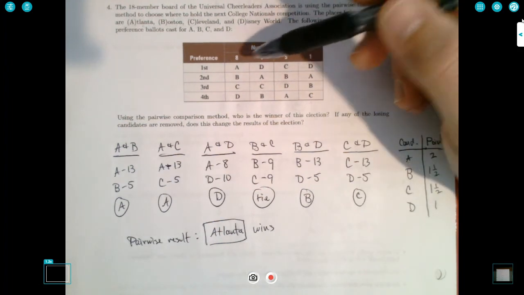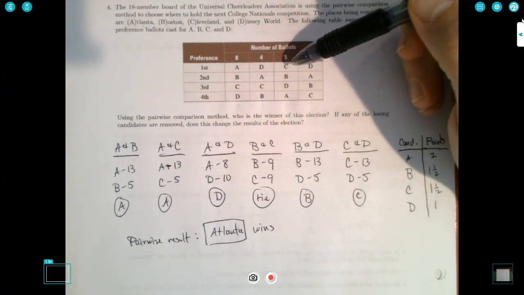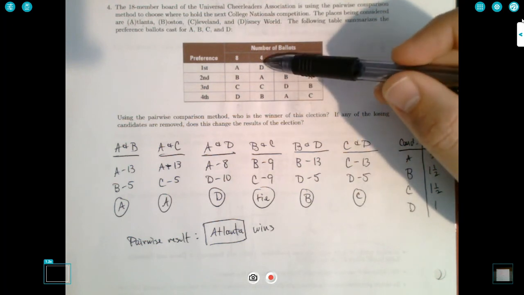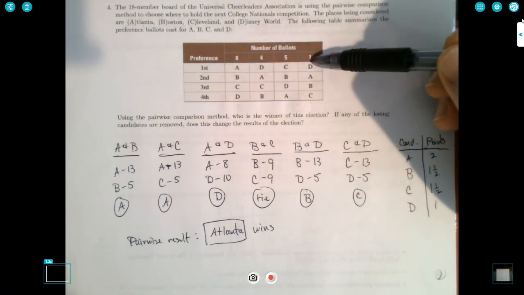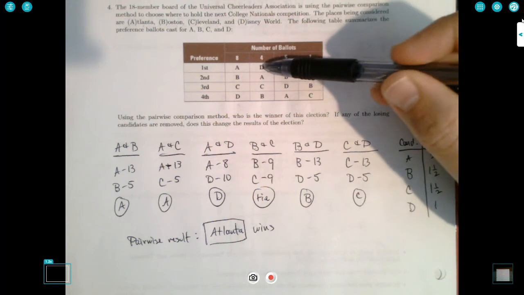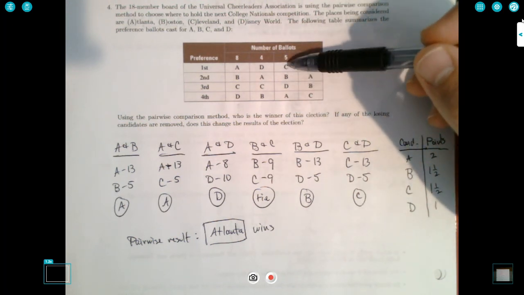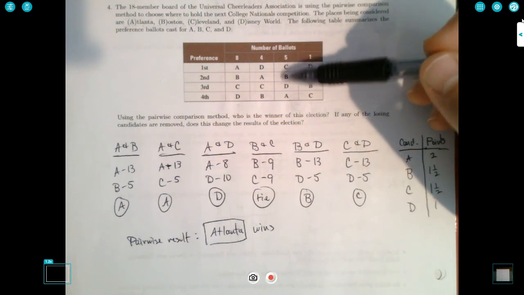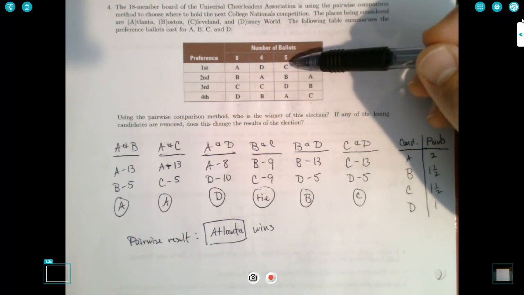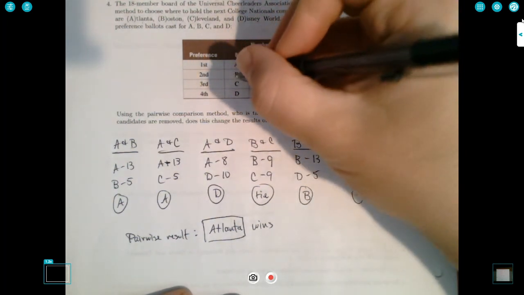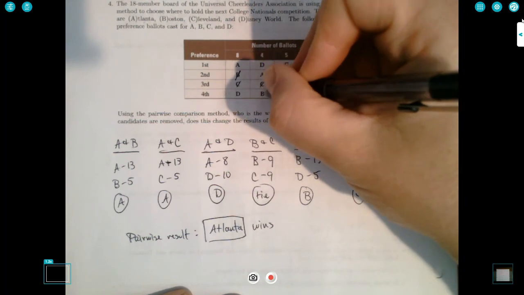So I'm looking at the chart here. If we eliminate D, then A just gets more votes, so that's not going to help. We probably shouldn't eliminate D. If we eliminate C, B would get some more. If we also eliminate B, then D gets a lot more. So let's eliminate B and C just to see what happens. So if I eliminate B and C everywhere.